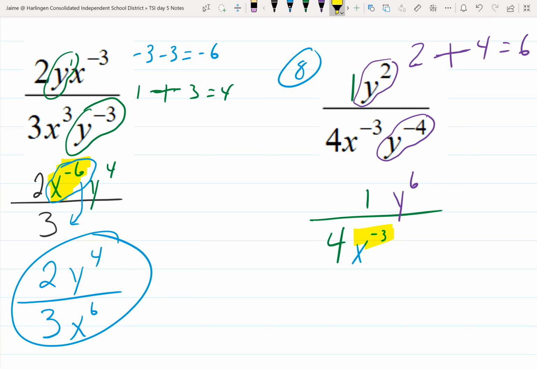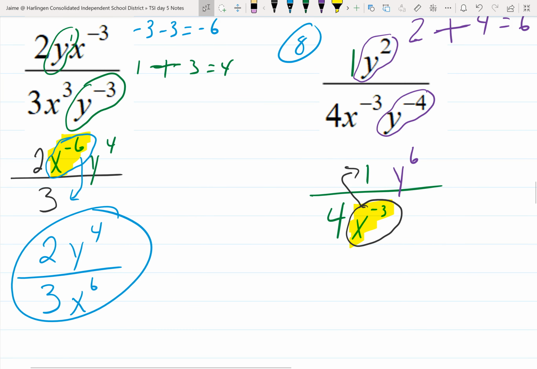Now fix it because we know this can't be negative. So all of this goes to the top. I'm not going to write the 1 anymore because I have stuff on top. I have X with a positive 3 on top. I have a Y with a 6 on top. And on the bottom, I still have the 4. You can put the 1 if you want, but we don't really need it. And then that's your answer.